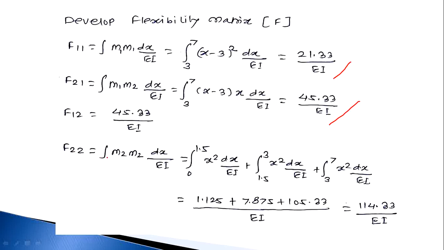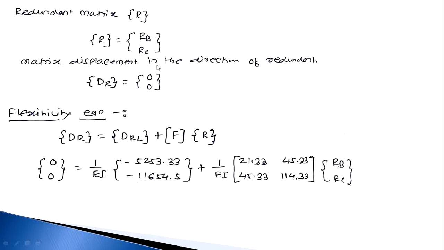Then F22 becomes the integration of M2 into M2 dx upon EI. So this is for 3 different parts. The limits are 0 to 1.5 x square dx upon EI, plus the integration of limits 1.5 to 3 x square dx upon EI, and the integration with lower limit 3 to 7, that is x square dx upon EI. By solving this equation, we got 1.125 plus 787 plus 0.533 upon EI. So F22 becomes 114.33 upon EI.